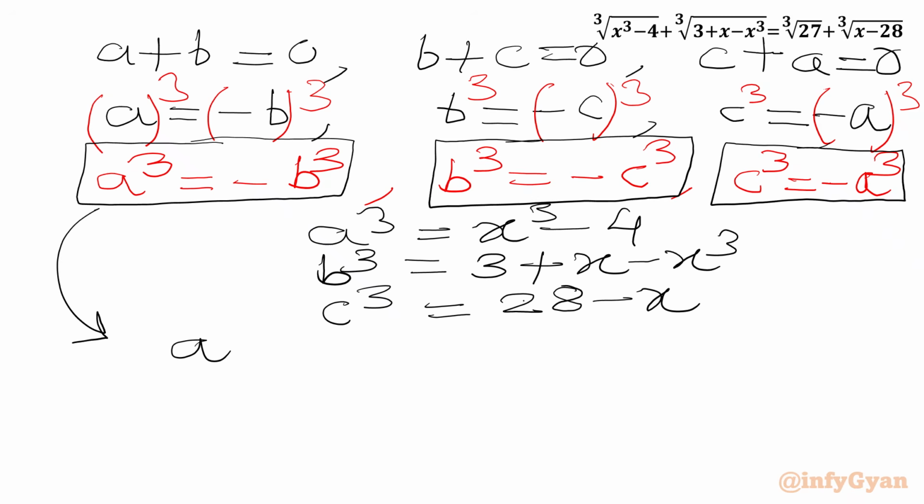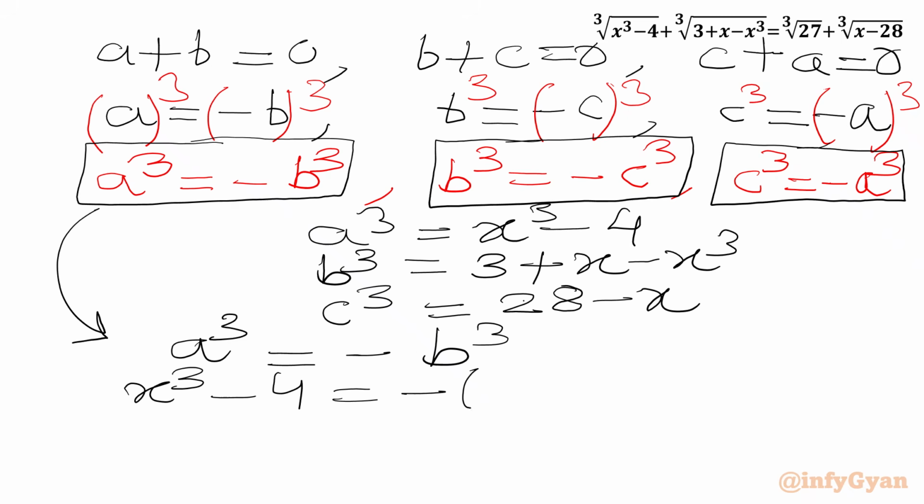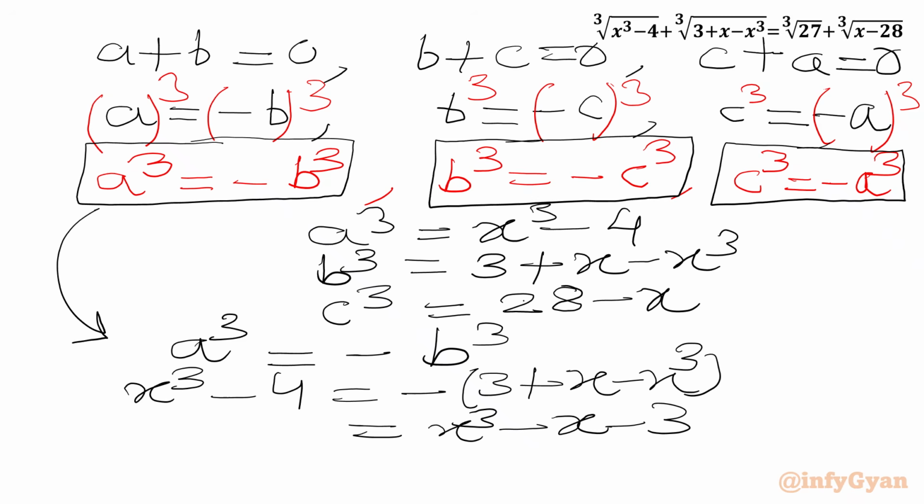We'll write a cube equal to minus b cube. So a cube is x cube minus 4, equal to minus of b cube, 3 plus x minus x cube, which will be equal to x cube minus x minus 3, and in LHS x cube minus 4. Now we can subtract x cube from both the sides. We'll get minus 4 equal to minus x minus 3. Now we can take minus x to the LHS and minus 4 to the RHS.